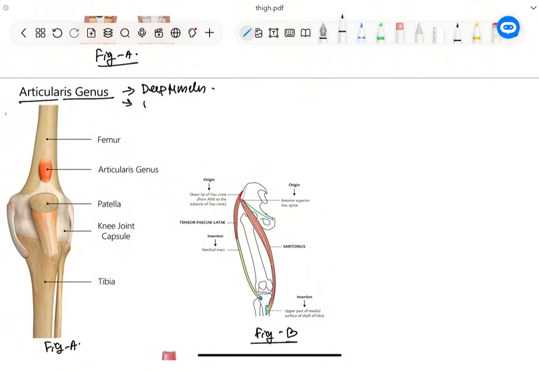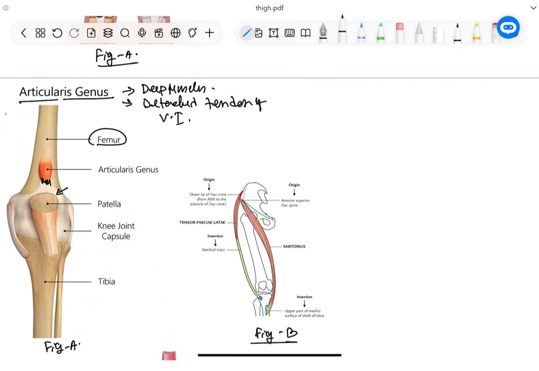and it is considered as a detached tendon of the vastus intermedius also. So it is considered as a detached tendon of the vastus intermedius. These 2 points you please remember. Where does it get origin? It originates from the lower part of the shaft of the femur. From here it originates, and the insertion, very interestingly, is into the synovial membrane of the knee joint.